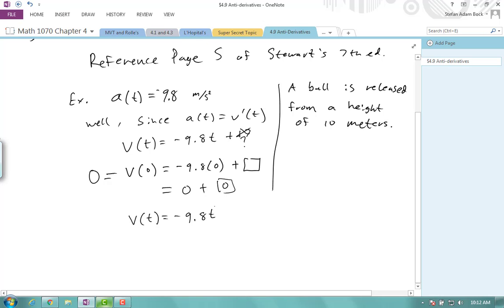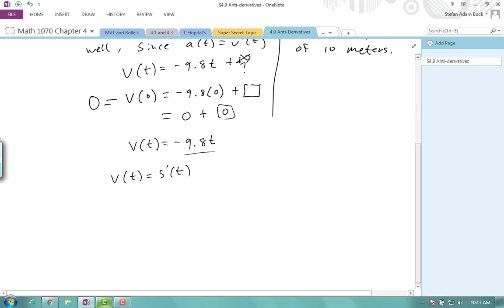I could ask, well, how do I describe the position at time t? I'm certainly going to need to be able to use the initial height here of 10 meters, and the velocity is involved. I could say, oh, distance is equal to velocity times time, but my velocity is a variable. I have variable velocity. So I do know that velocity is the rate of change of position. So now I'm looking for a function whose derivative is equal to negative 9.8 times t.